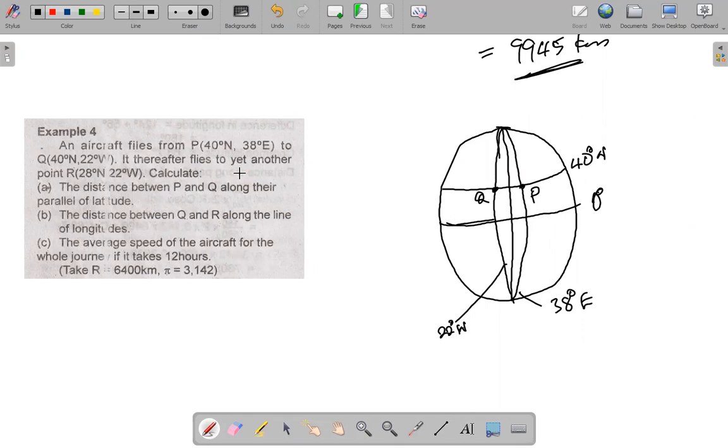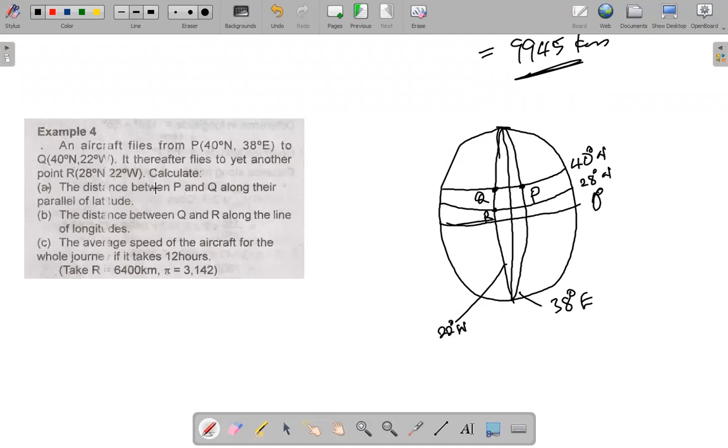Thereafter it flies to yet another point R, 28 degree north. This is 28 degree north. For longitude, 22 degree west, the same longitude as at the previous point. This is point R.